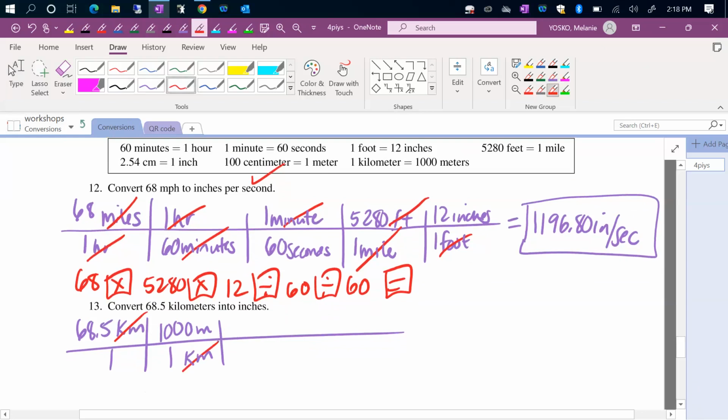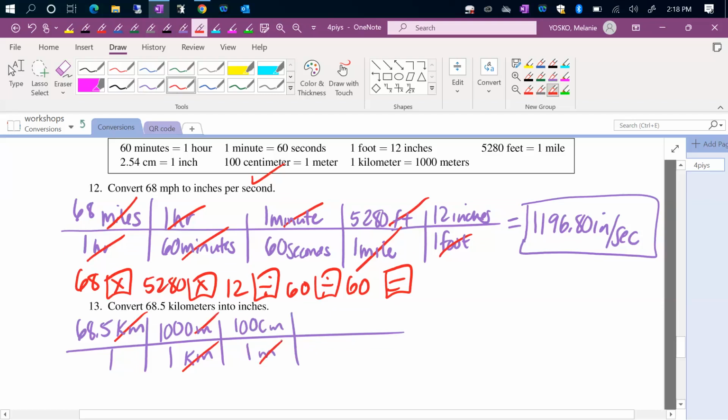So units, where are we at right now? Meters. We're in meters, right? So how do you go from meters to inches? 100 centimeters to 1 meter. Okay, 100 centimeters on top, 1 meter on the bottom. Cancel out your meters. Now we're at centimeters.